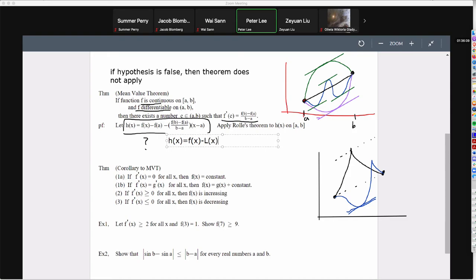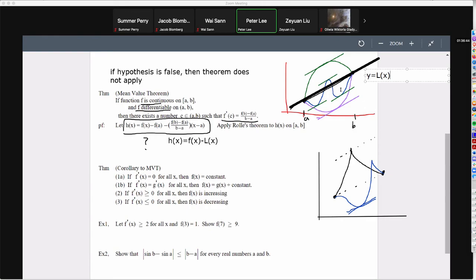So what is this L of x? Let me tell you what L of x is. L of x is actually the line which connects the two endpoints. You know this line right here? Let me draw this in thick marker. This red line right here, which is passing through the two endpoints, is L of x. So this line is actually y equals L of x.